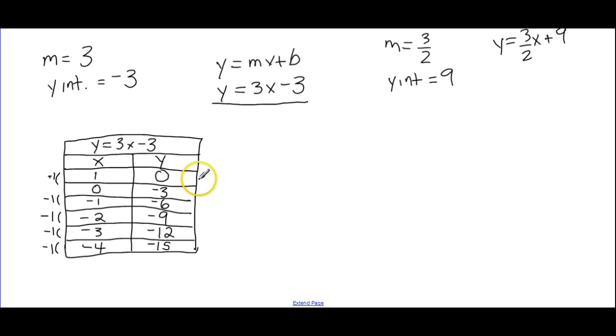And our y values from 0 to -3 is -3. From -3 to -6 is -3. -6 to -9 is -3. -9 to -12 is -3, and -12 to -15 is -3. So I have a constant rate of change, so that just proves that it's going to be a straight line.